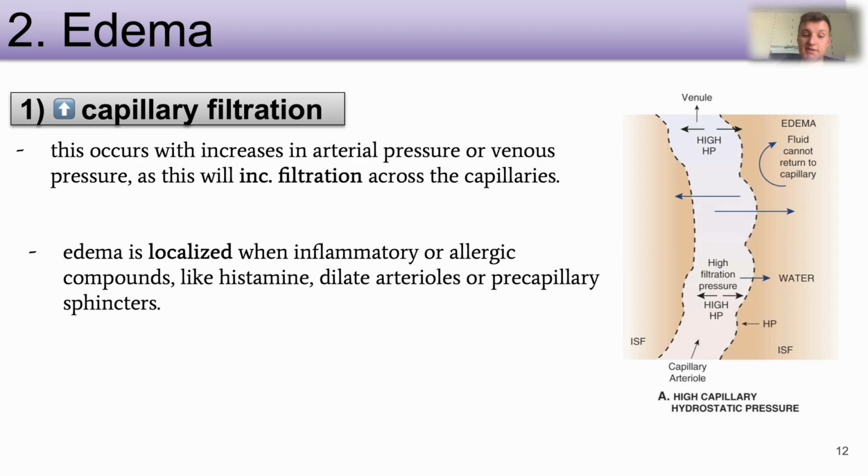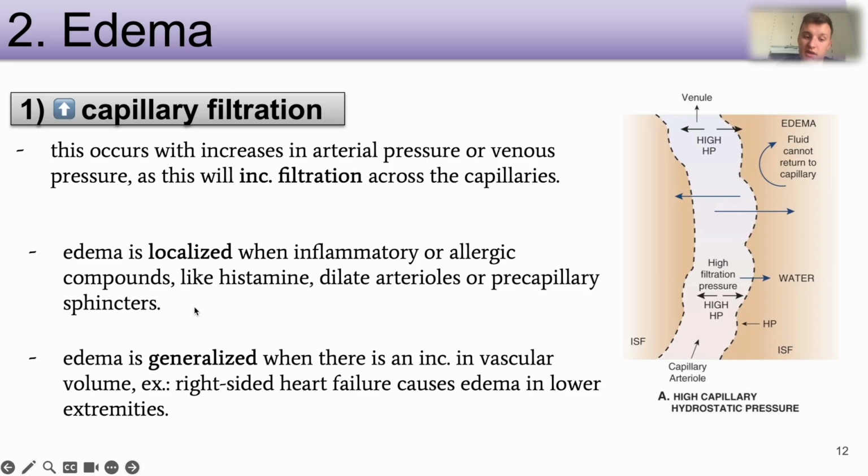Edema is localized when inflammatory or allergic compounds, maybe histamines, dilate those arterioles or those precapillary sphincters. Edema could also be generalized, right? So when there's an increase in, let's say, vascular volume. For example, right-sided heart failure could cause edema in lower extremities, due to that heart failure.